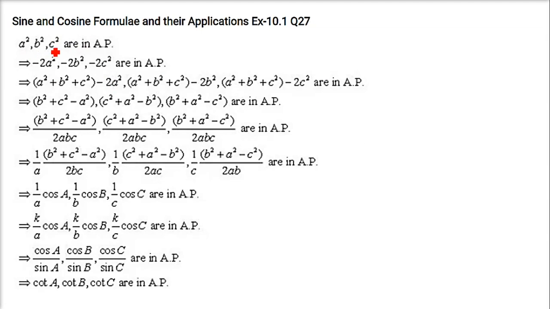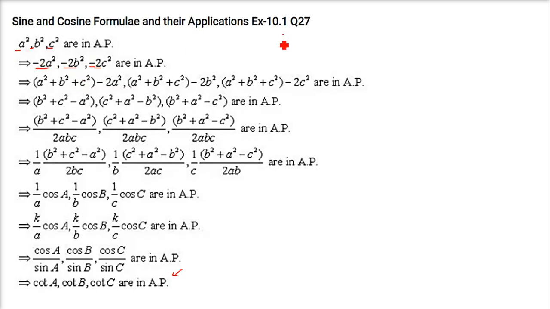Now we have a square, b square, c square, these are in AP. So we have to prove that cot A, cot B and cot C are also in AP. Whenever we multiply by anything common, add anything common, or divide by anything common, the AP doesn't change. So in a square, b square, c square, let us multiply by minus 2, minus 2, minus 2. Now add a square plus b square plus c square to each, it doesn't change, it will also be in AP.